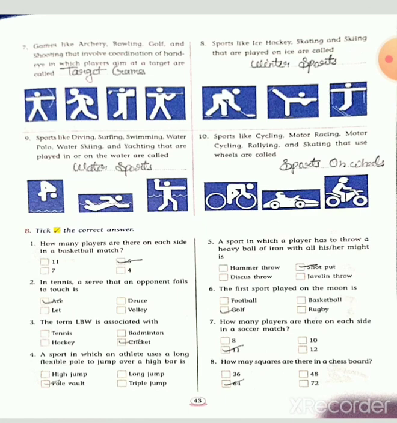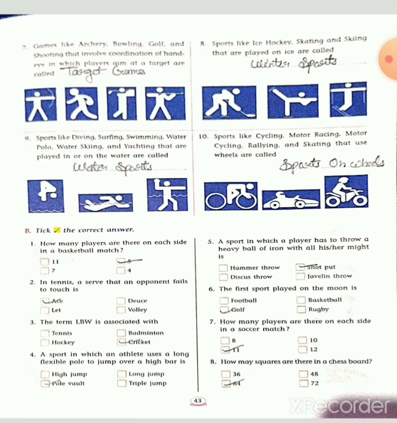Next, take the correct answer. How many players are there on each side in a basketball match? 5. In tennis, a serve that an opponent fails to touch is ace. The term LBW is associated with cricket. A sport in which an athlete uses a long flexible pole to jump over a high bar is pole vault.